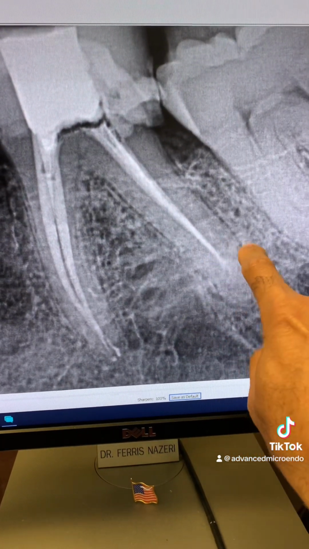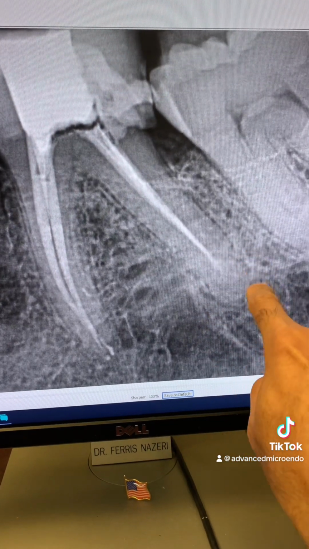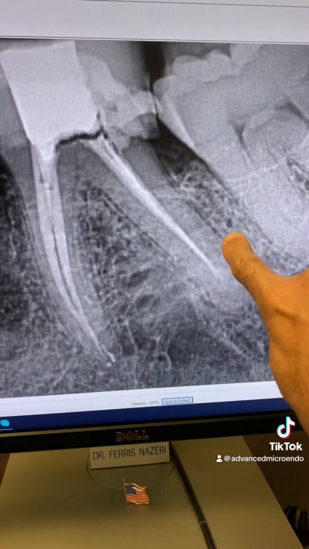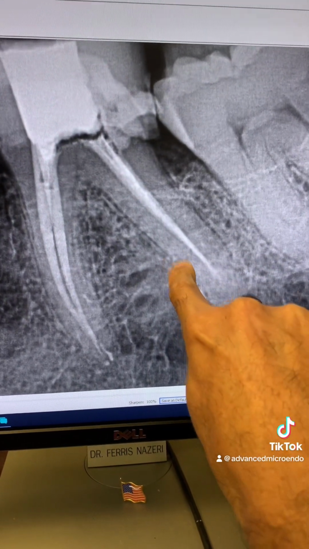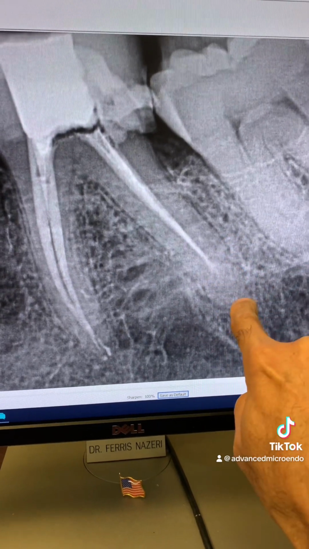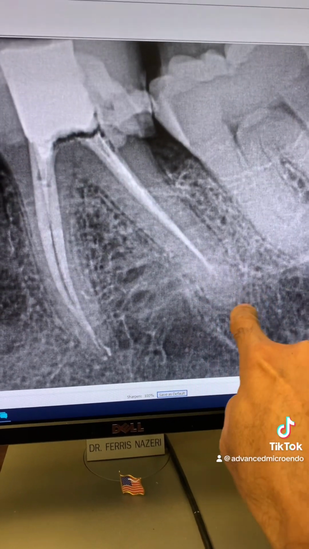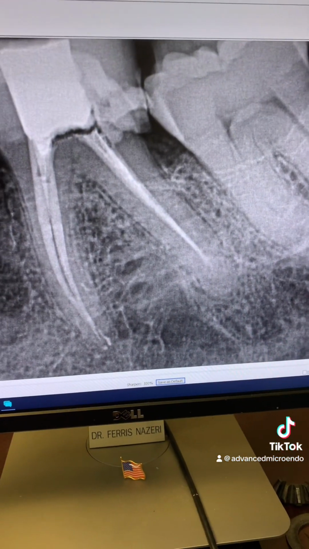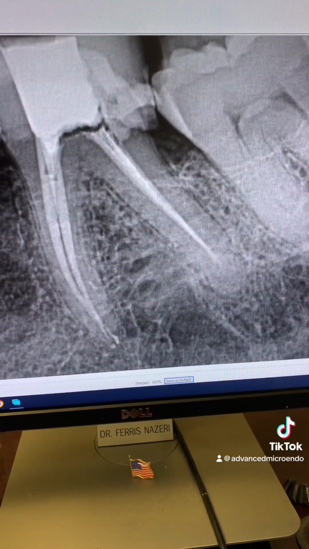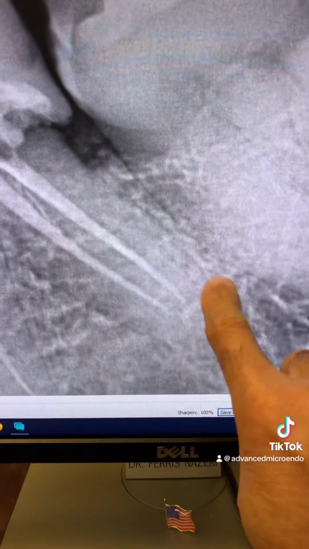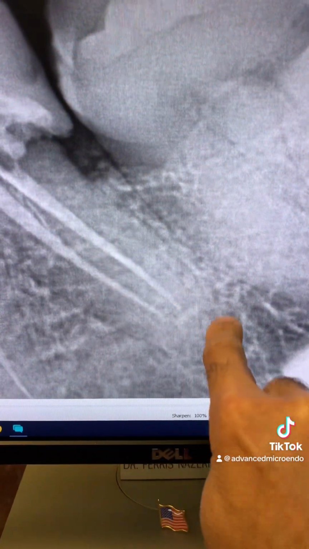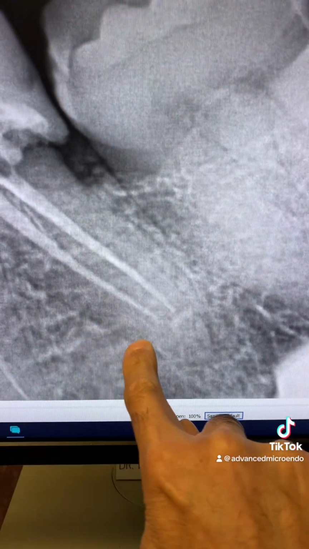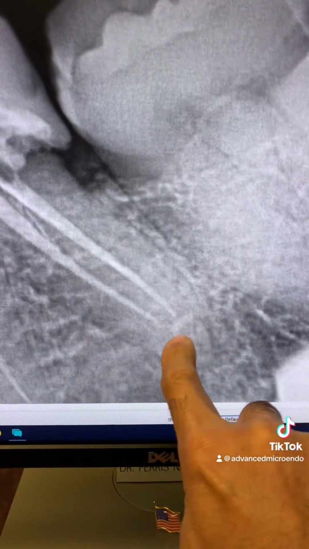You can see the roundness of this area here, of the bone here. And you can see that's the radiographic apex. This is just normal bone anatomy here, the roundness of the bone there. That's another angulation, and again you can see this is not part of the distal root. Distal root is right here.